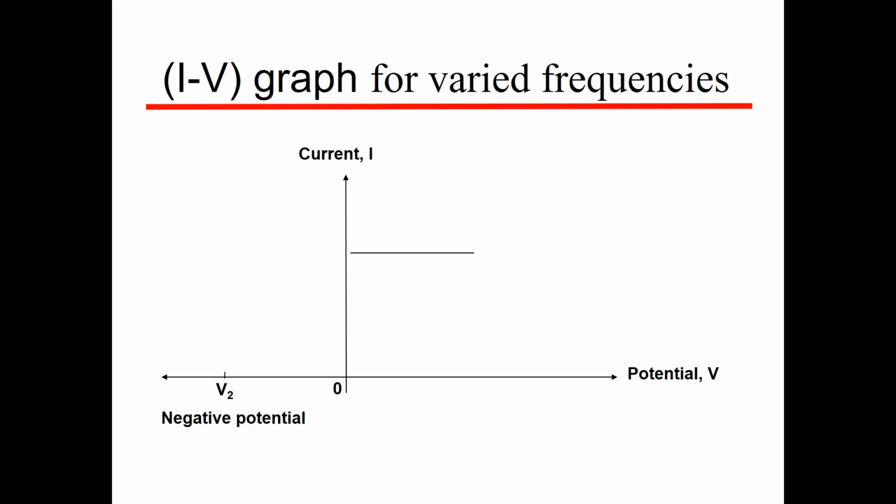And hence, the current that you measure should be the same for all frequencies when the V is positive. This current is also called a saturation current. Next, if you have a certain frequency, a certain wavelength, you have a certain potential to stop it. That's a stopping potential.